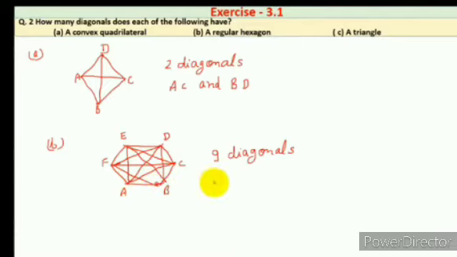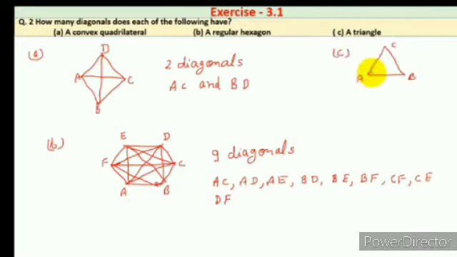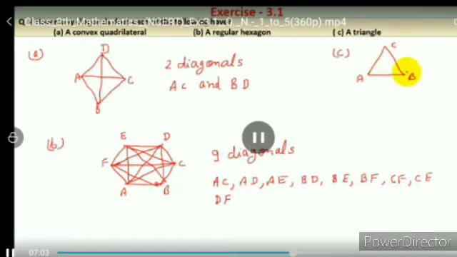Which are the diagonals? We should name them. AC from A. Which are the diagonals? AC, AD, AE. Yes, from B: BF, BD, BE. From C: CF, CE and CA. From D: DF, DA. AD we have already written, no? Yes, in total 9 diagonals for a hexagon.